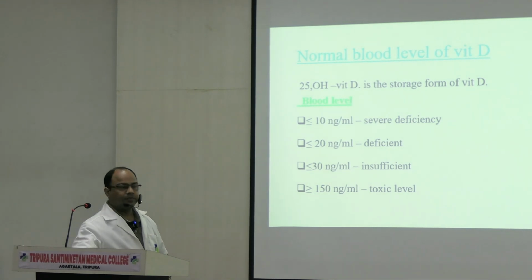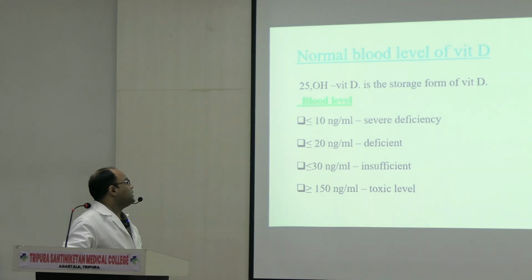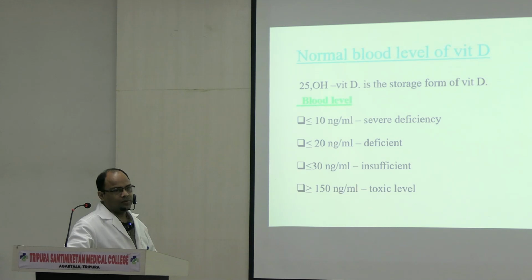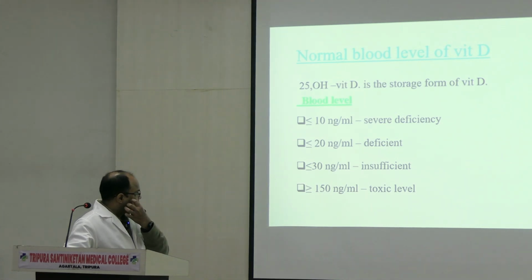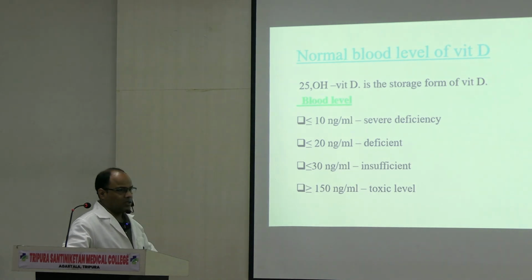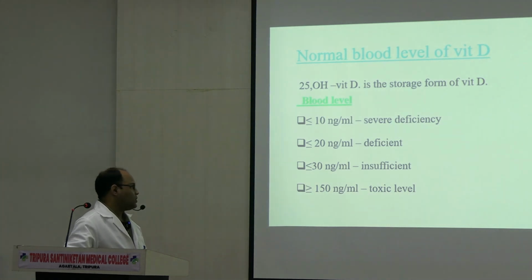Look at this picture. Normal blood level of vitamin D. We measure this as 25 hydroxy vitamin D. It is the storage form of vitamin D. Normal level is more than 30 nanogram per ml. When there is a decrease to less than 30 nanogram, it is called insufficient level. Less than 20 nanogram per ml is called deficient state. Less than 10 is severe deficiency. More than 150 is toxic level.